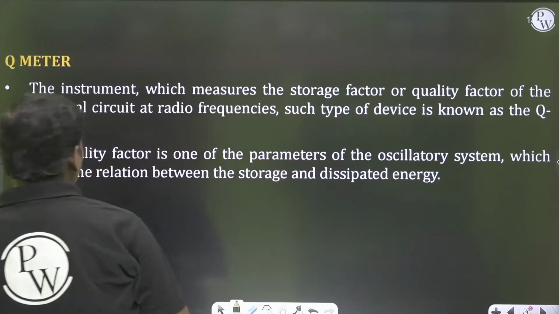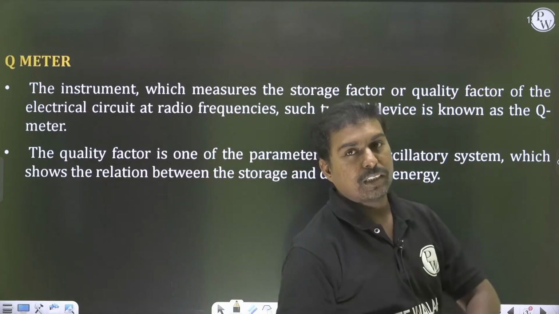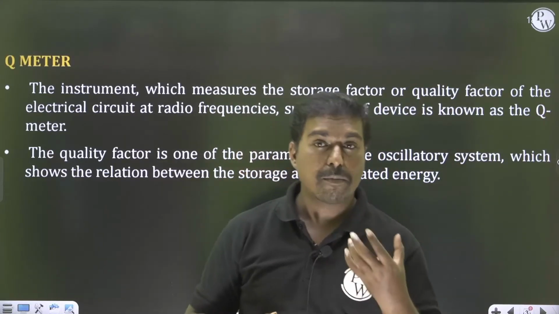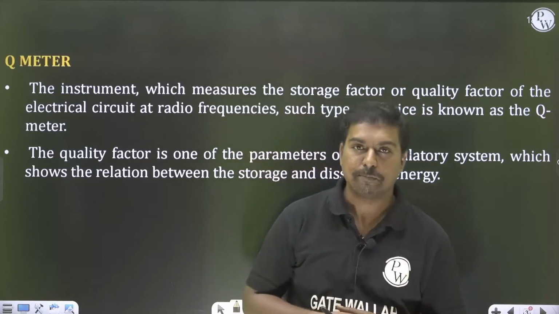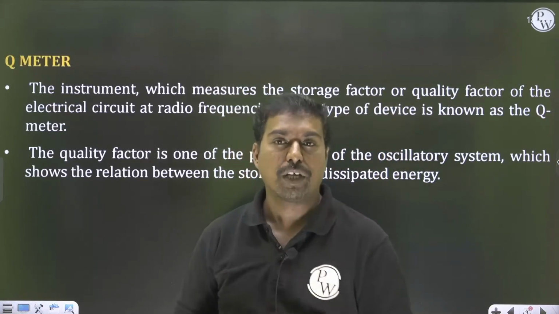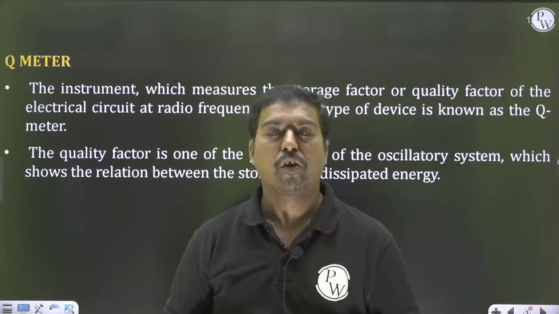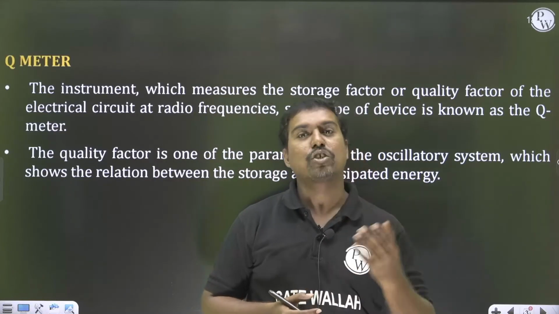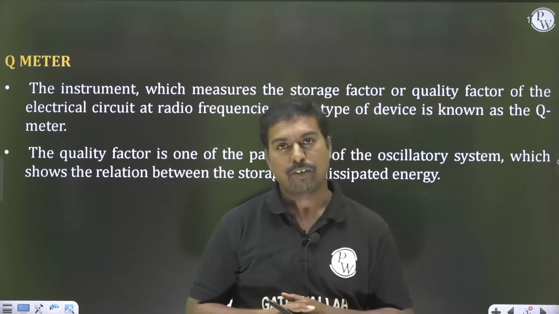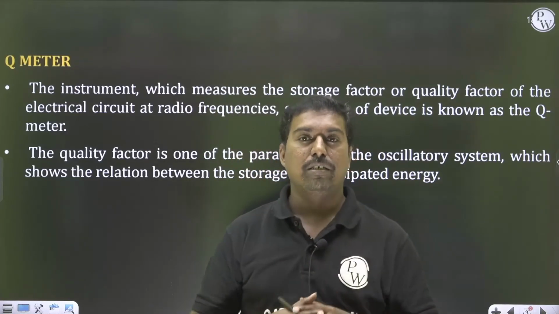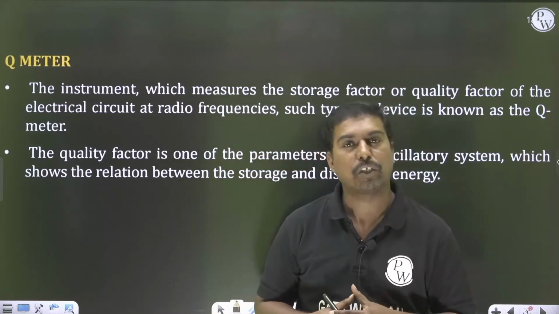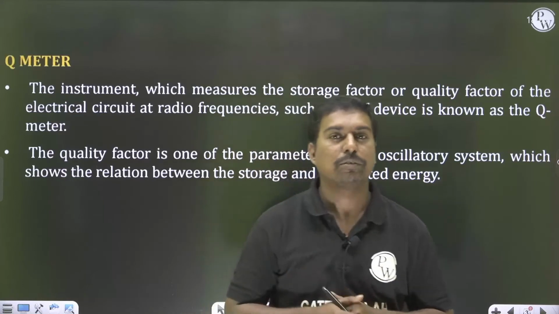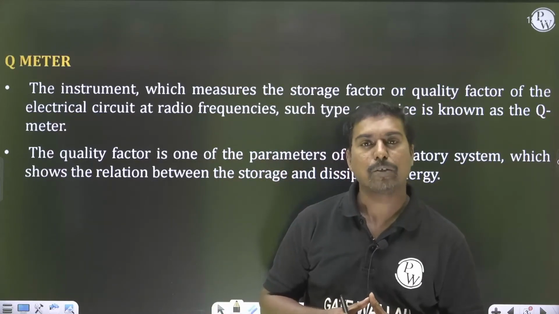First of all, what is a Q meter? Before understanding the Q meter, you should know what a Q factor is. The quality factor of a coil determines its energy storage capability. The energy storage capability of the coil is determined by a figure of merit called the Q factor. It is one property of coils, and to measure it we use an instrument called the Q meter. Along with the Q factor, we can also measure other parameters like the self-inductance of the coil, the distributed capacitance of the coil, and the resonant frequency of that particular circuit. All these measurements we can do using the Q meter.